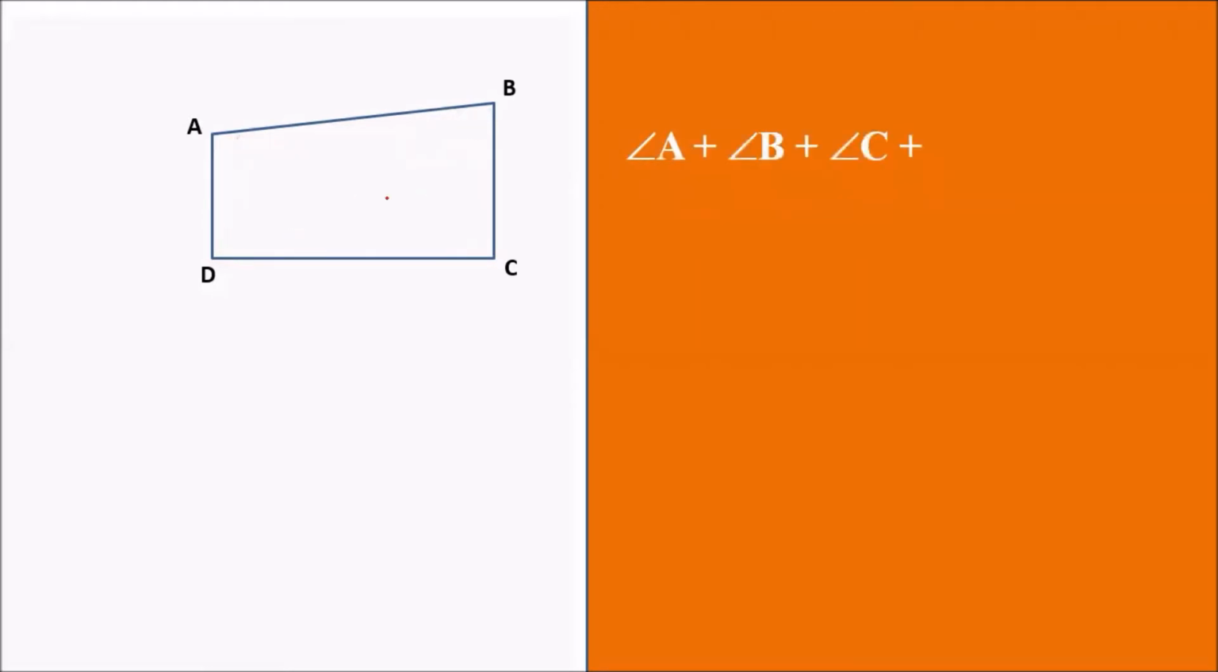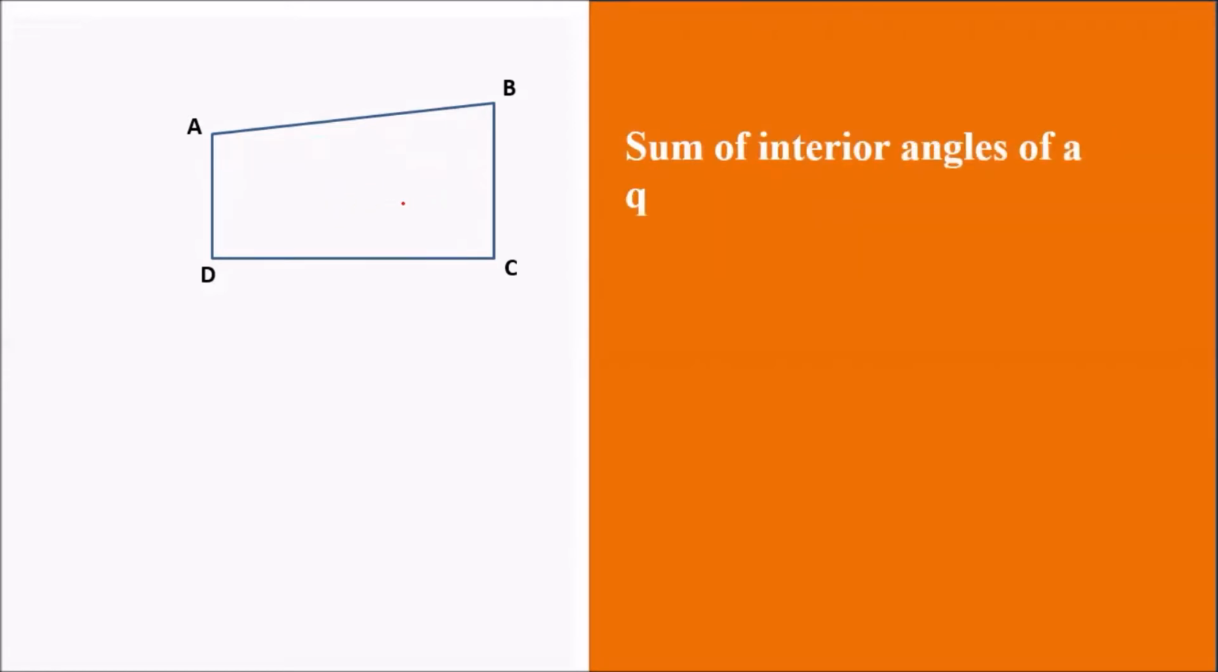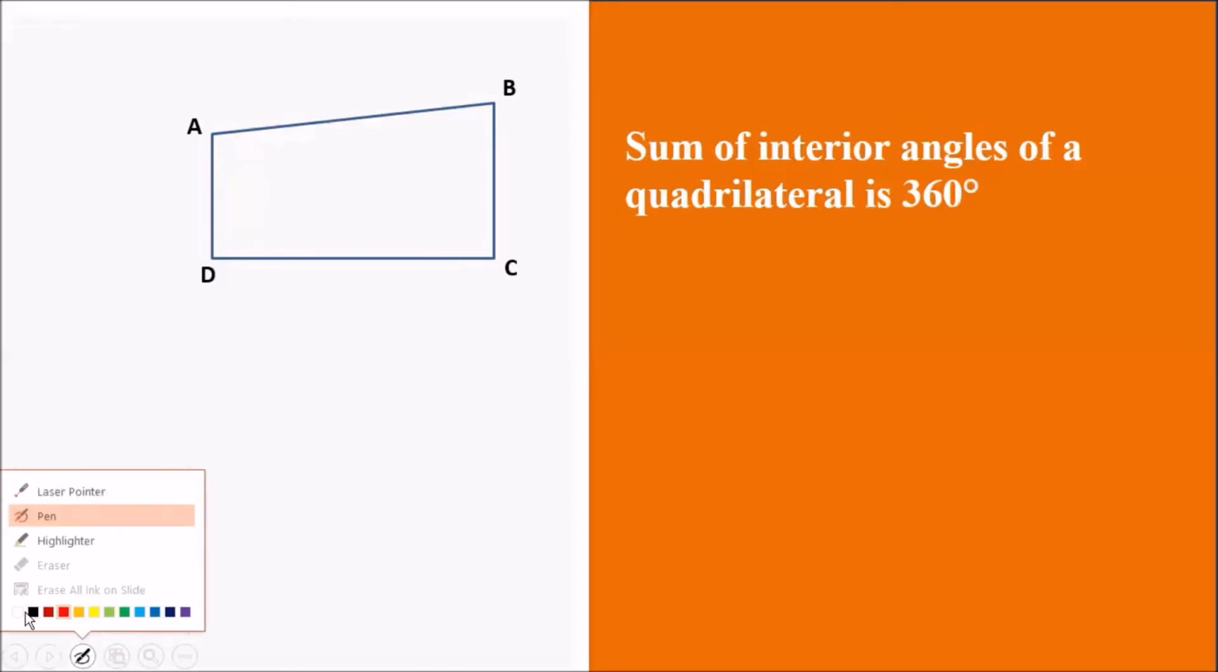So there is an interesting property in quadrilaterals. The sum of angles A, B, C, D always gives 360 degrees. So we say the sum of interior angles of a quadrilateral is always 360 degrees. Now, if the sum of angles of a quadrilateral is 360 degrees, let us solve a problem.